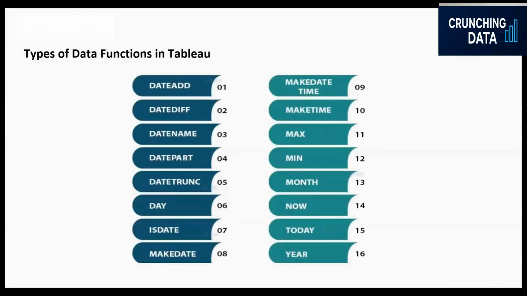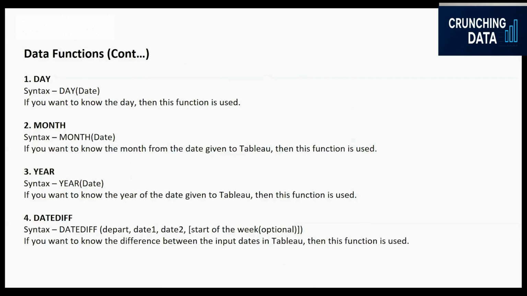The first one is date add, the second is date diff, then date name, date part, date trunc, day, is date, make date time, make time, max, min, month, now, today, and year. So let's look at them one by one.